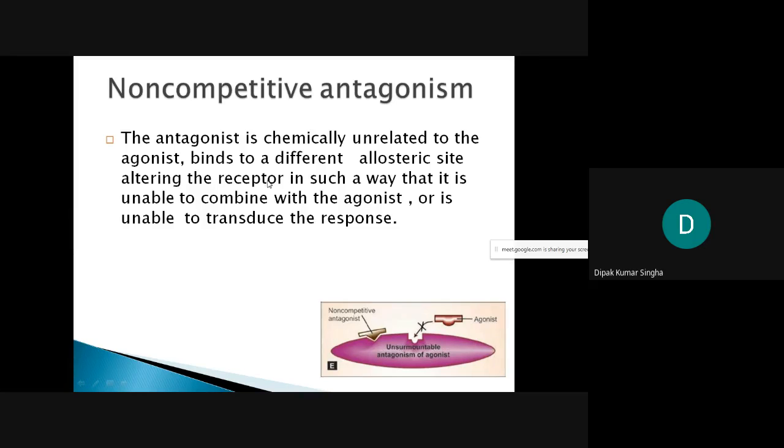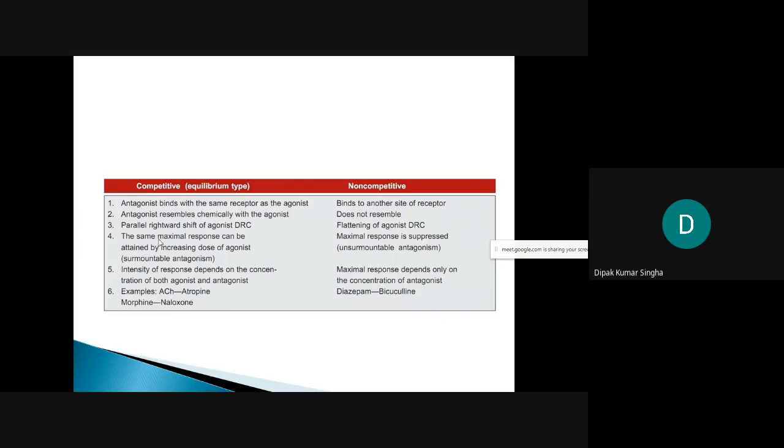The allos means the other side of the enzyme, not only binding with the active site of the enzyme, but sometimes this antagonist binds with the other side of the receptor, and finally the antagonistic action, altering the receptor in such a way that it is unable to combine with the agonist or it is unable to transduce the response. So these are the competitive and these are the non-competitive antagonism examples.